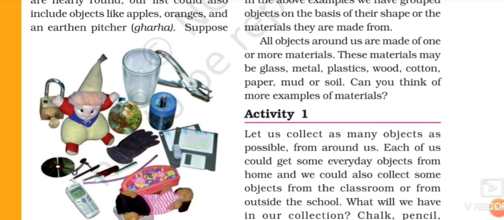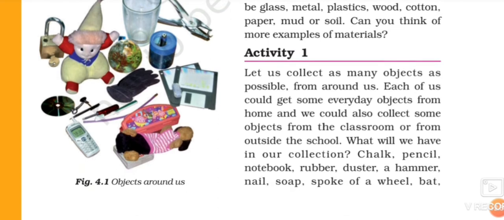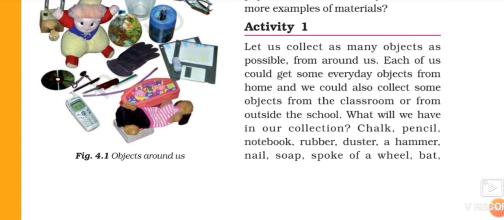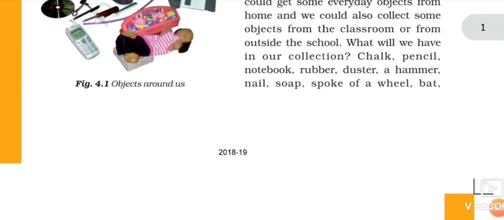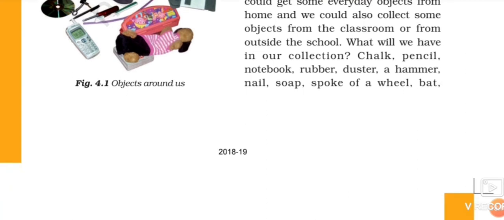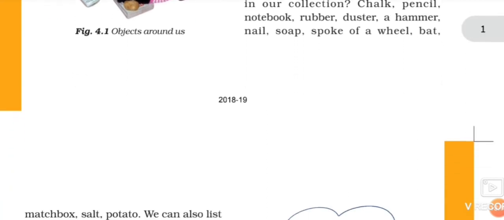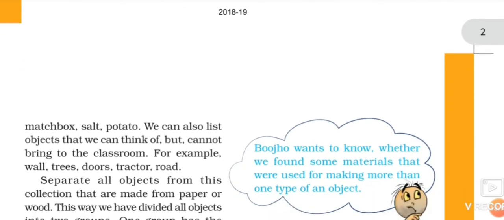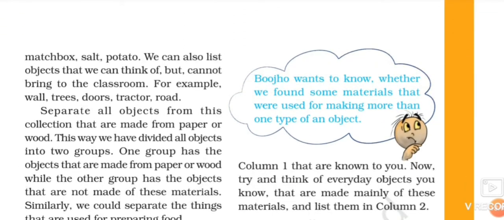Let us collect as many objects as possible from around us. Each one of us could get some everyday objects from the classroom or from outside the school. What will you have in your collection? It can be chalk, pencil, notebook, rubber, duster, a hammer, nail, soap, spoke of a wheel, bat, matchbox, salt, potato. We can also list objects that we can think of but cannot bring to the classroom, for example wall, tree, doors, tractor, road, etc.